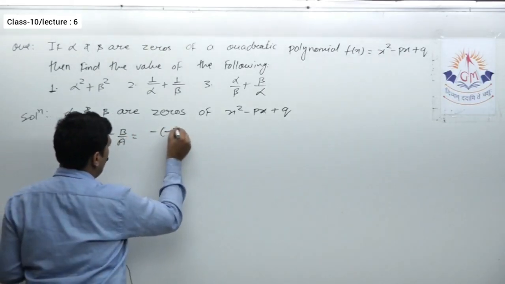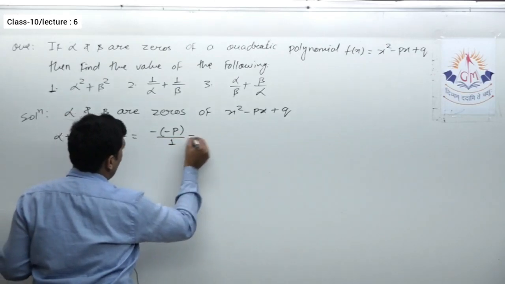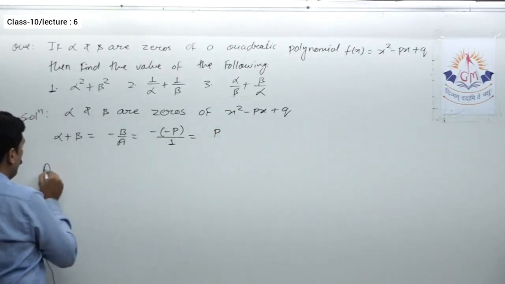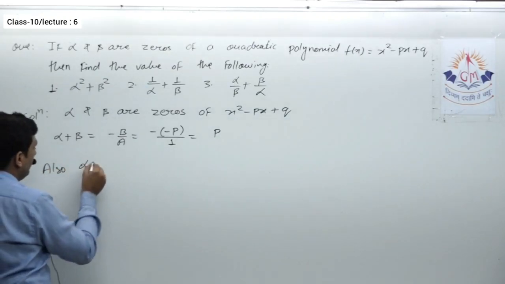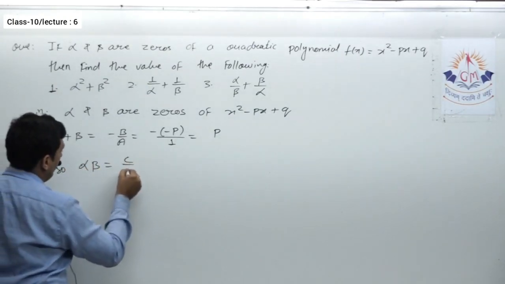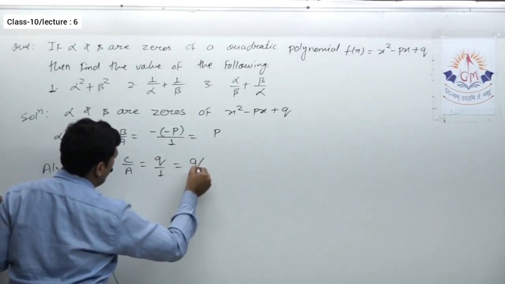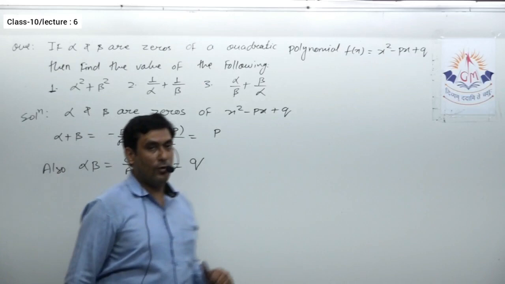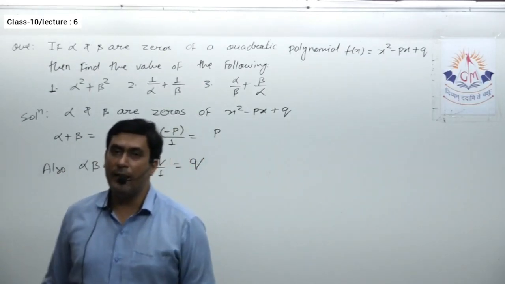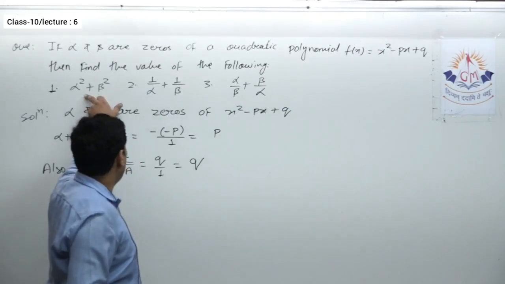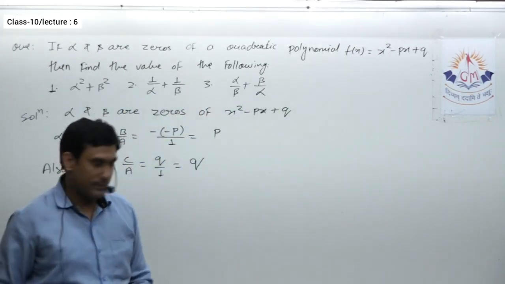So minus of minus p, and a is 1, so p. So alpha plus beta we have. Also we can find alpha beta, that is c upon a, that means q upon 1, that is q. Okay, so we have the value of alpha plus beta as well as the value of alpha beta. With the help of these two, I have to obtain the values of these expressions.